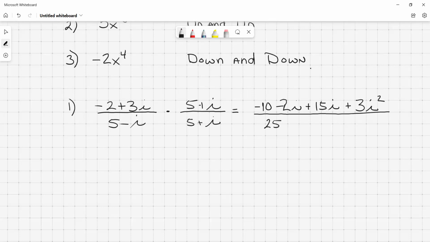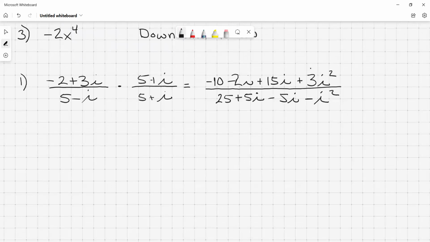The 3i times the 5 is the 15i. Then the 3i times the i is the 3i squared. So the 5 times the 5 is 25, and then the 5 times the i is positive 5i. And then you got negative i times 5, which is negative 5i. And you got negative i times positive i, which is negative i squared. And now you got to start simplifying.